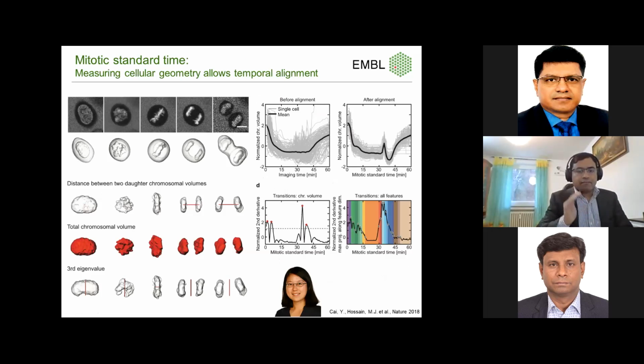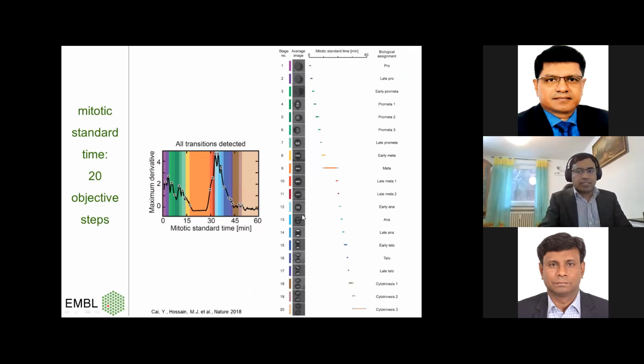So we define the cell division axis, then we need to define different standard stages. After getting all these parameters, we can align different cells together to get a generic shape. From there, we can automatically detect different transition points. By doing that, we identified around 20 mitotic stages. So you can see that there is a more precise definition of cell division. We define them, discretize them, in 20 mitotic stages.